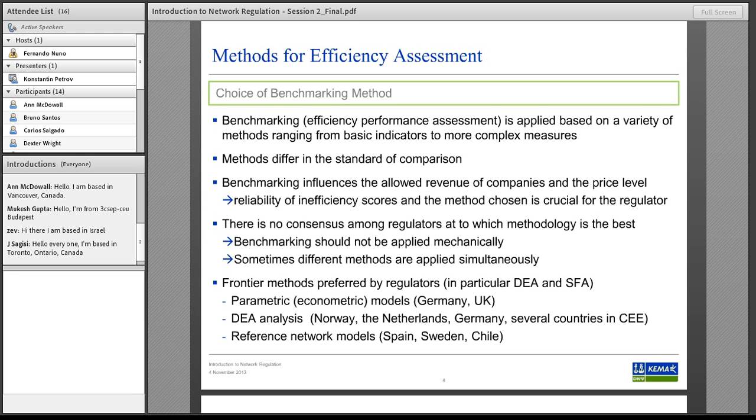It's difficult to say that we have a consensus among regulators on what is actually the best technique. What we can say is that we observed a lot of application of data envelopment analysis, and also sometimes more than one technique just for cross-checking purposes, like I mentioned, for example, in the German case.